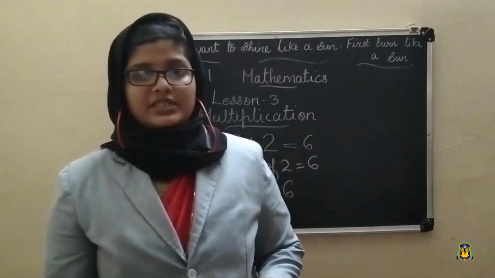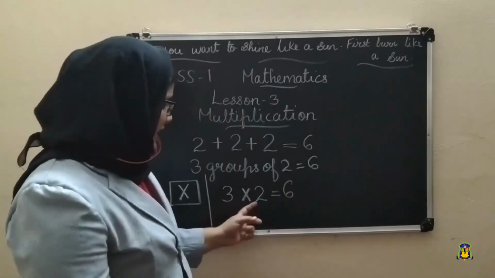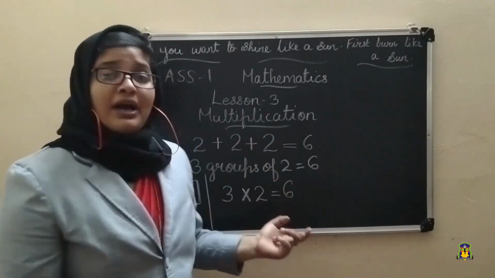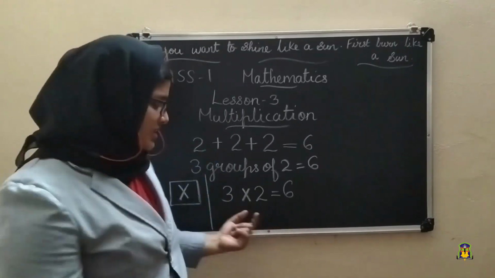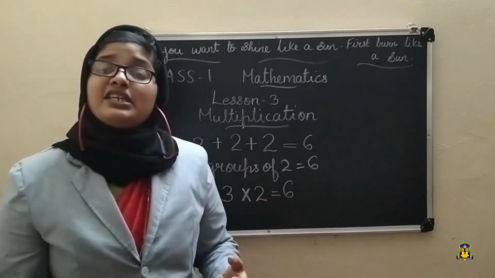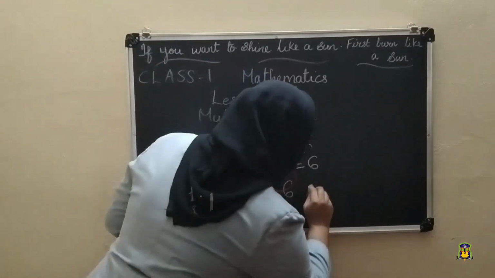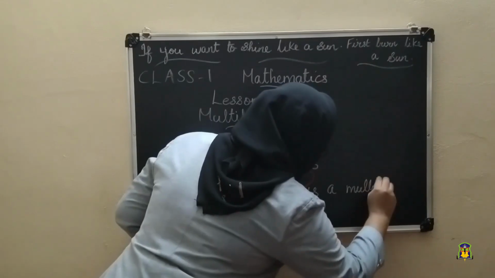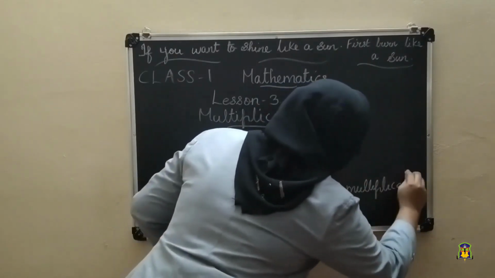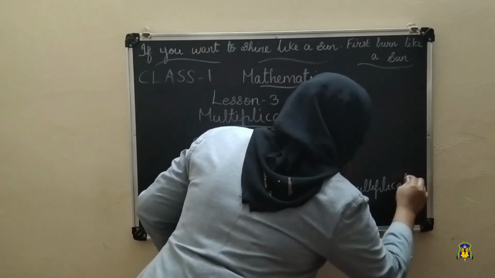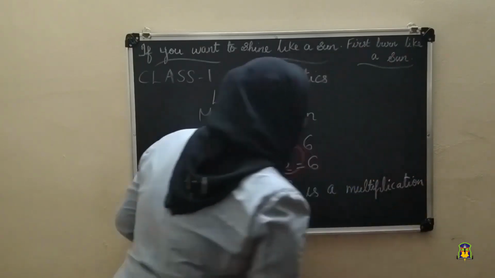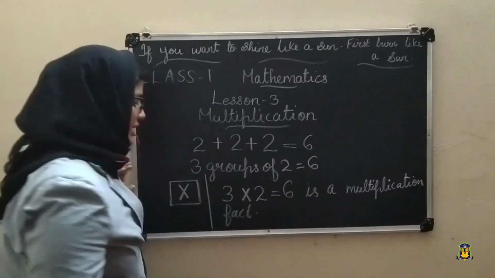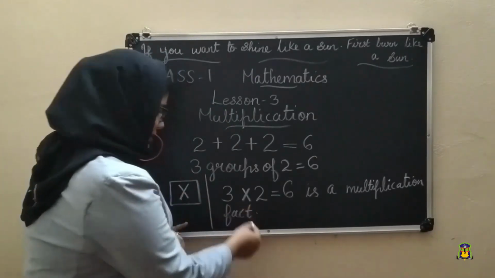So this is a multiplication fact. 3 into 2 equals 6 is a multiplication fact. This is a multiplication fact.